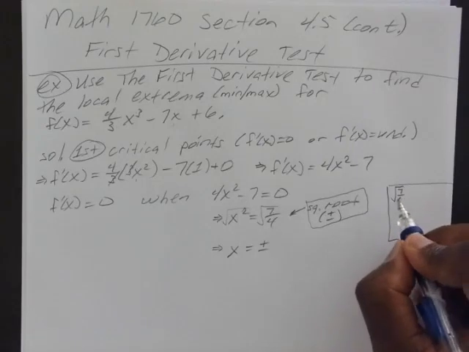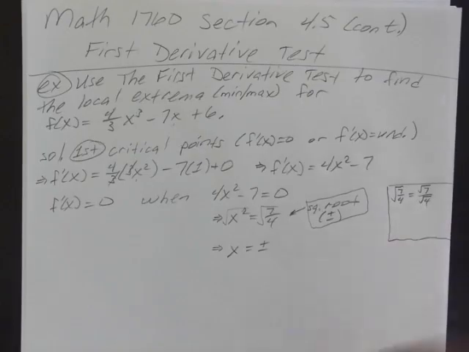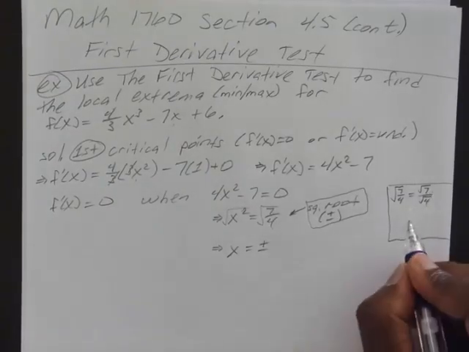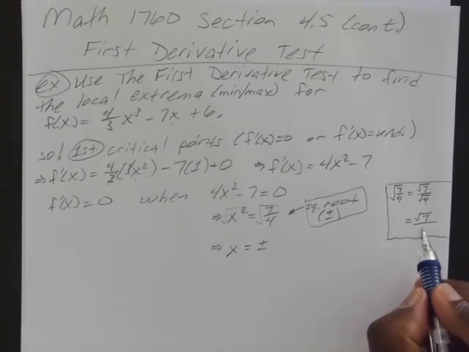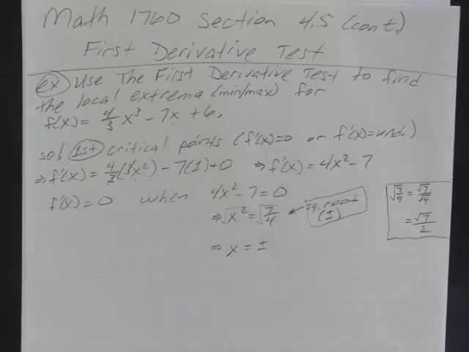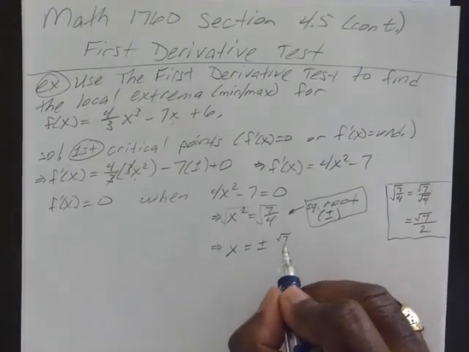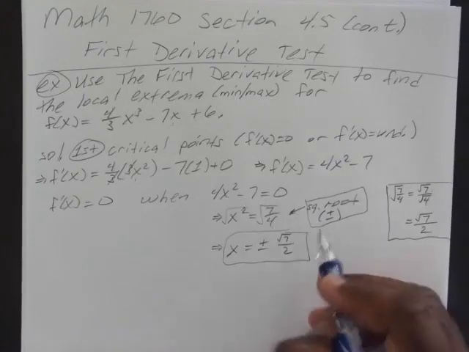I'm just going to make a little side note here. The square root of 7 over 4, you can make that the square root of 7 divided by the square root of 4. Well, the square root of 7, you can leave it like that. No point in trying to simplify that one. But that square root of 4, you can just replace that with 2. So x is equal to positive or negative square root of 7 over 2. These are your critical points.